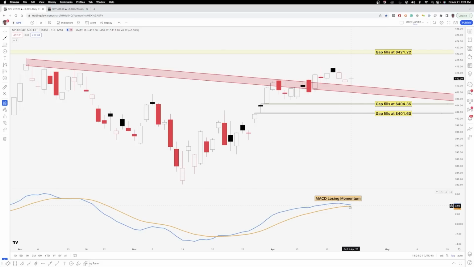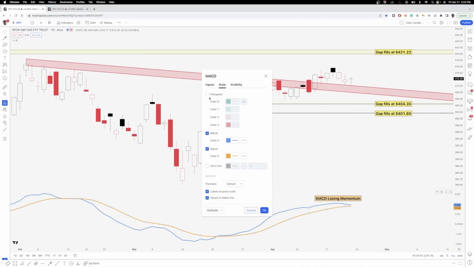A quick educational thing here. I don't use the histogram because if you understand what the histogram is, you really don't need it, right? So as this blue line, the MACD, gets closer to the signal line, the difference between these two lines changes, right? The difference, the delta, is smaller. So that's all the histogram is showing.